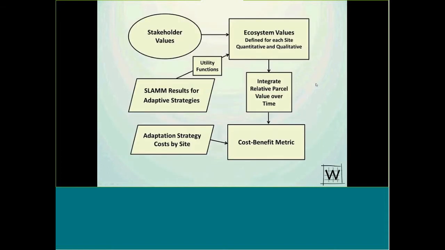This is a basic box plot for the conceptual model here. The concept is that we will take SLAMM results where we model different adaptive strategies, different actions, and we integrate, we look at the results, define the ecosystem values, what it is that people value about various marshes, and we can then integrate the relative parcel value over time. If you have a concept of the cost of these adaptation strategies by parcel, then you can result in a cost-benefit metric.